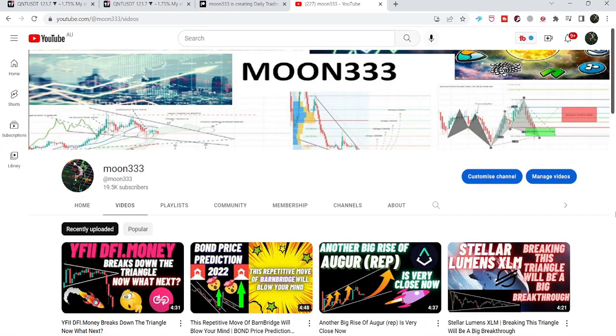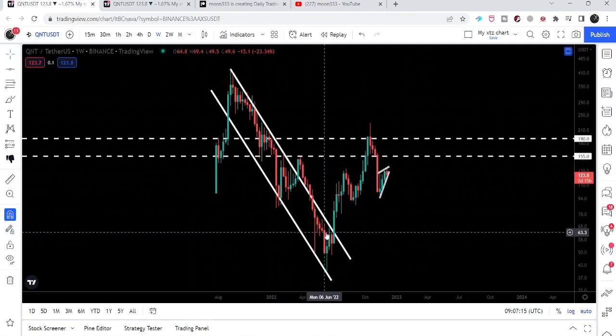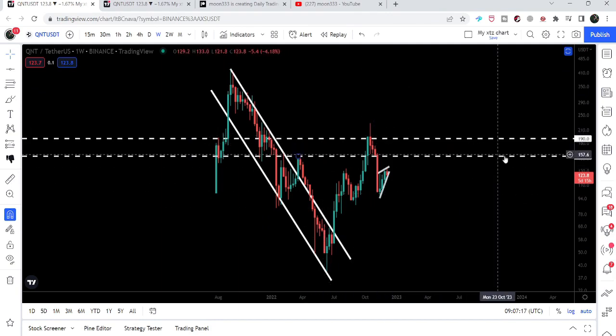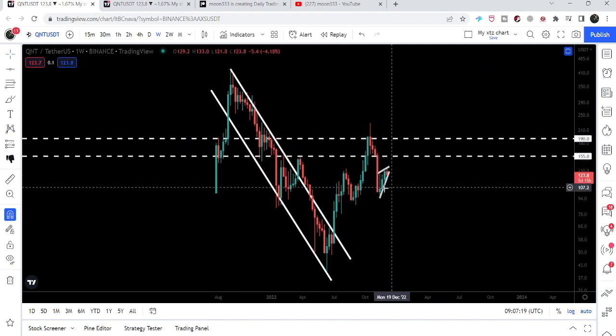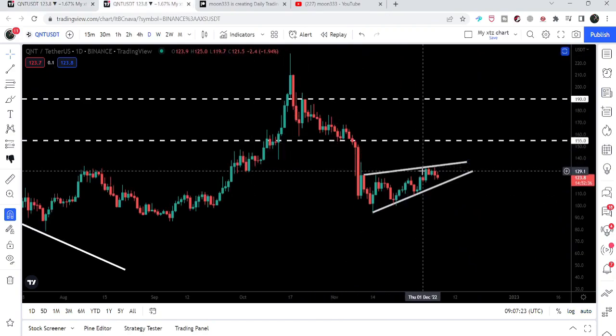Welcome to the new update on QNT. In today's video, we will once again take a look at this big breakout from this down channel, and the price line is rejected by this resistance of $190, and it has formed this smaller rising wedge pattern that is, by the way, more visible on the daily time frame chart. And in today's video, we will also take a look at this move as well.